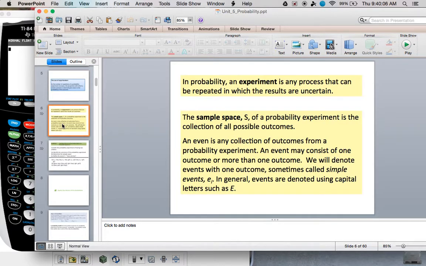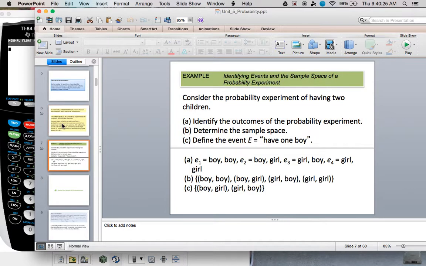An experiment is any process that can be repeated in which the results are uncertain. So we flip a coin the first time. I don't know what happens the second time. They're independent of each other. The sample space of a probability experiment is the collection of all possible outcomes. And you can read on.